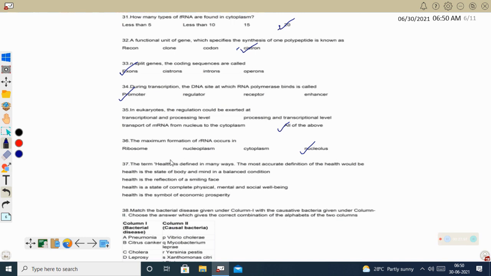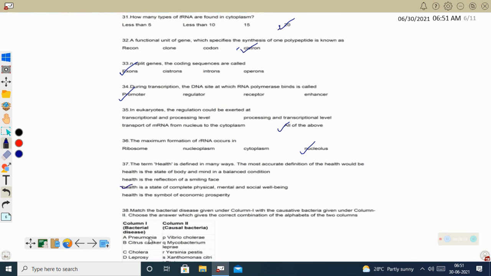The next question, the term health is defined in many ways. Most accurate definition of health was given by WHO, and they said health is the state of complete physical, mental and social well-being, that is health.